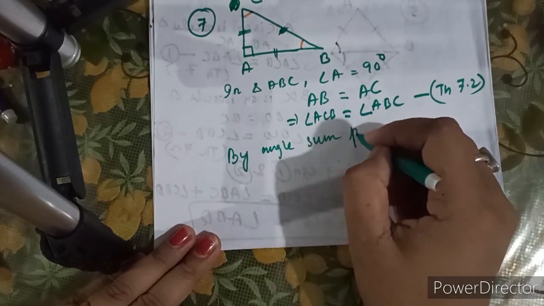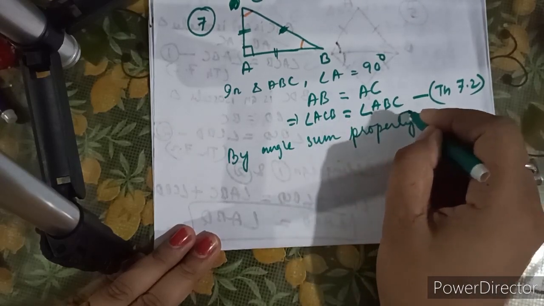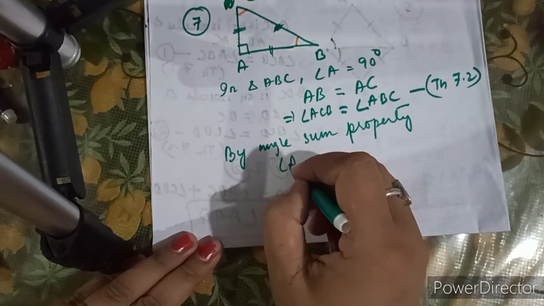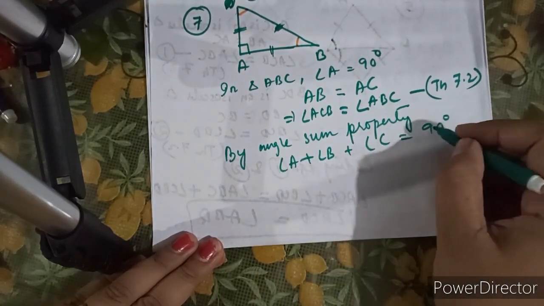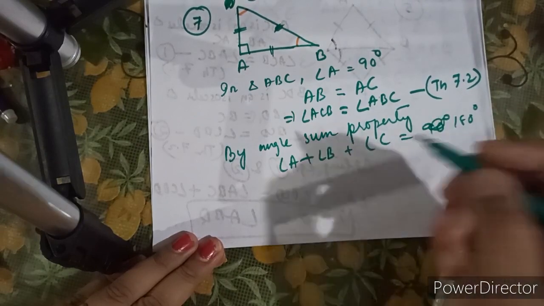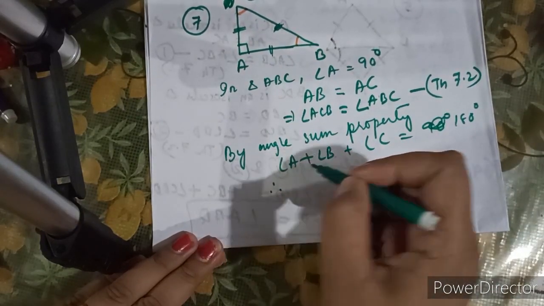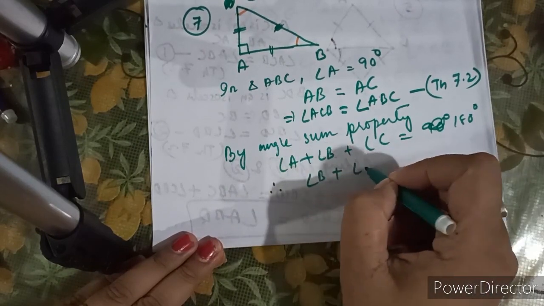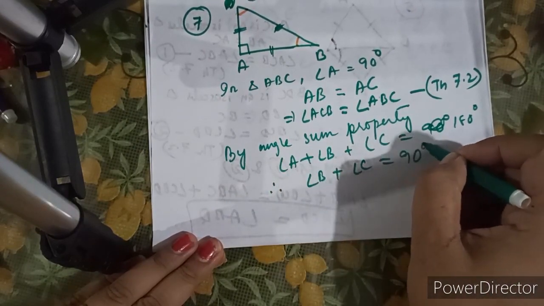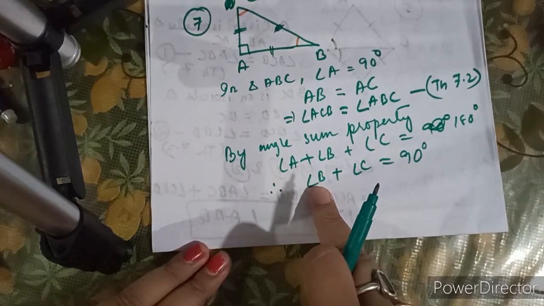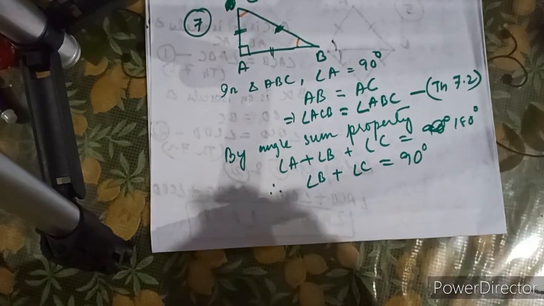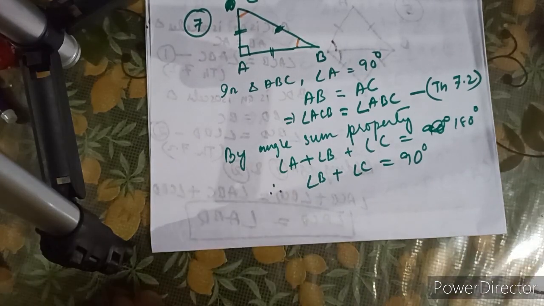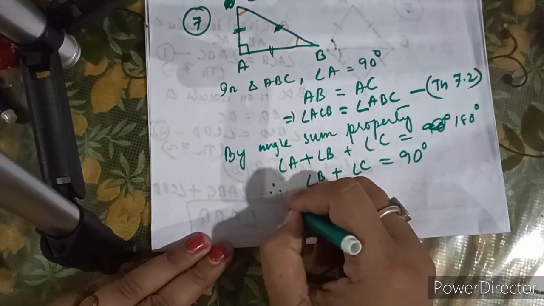Okay. So if you see this is a triangle, that means by angle sum property, we can write that angle A plus angle B plus angle C is how much? 180 degrees, isn't it? Since we know that angle A is already given as 90 degrees, that means angle B plus angle C is how much? 90 degrees. But you are asked to find individually what is the value of angle B and angle C, isn't it?